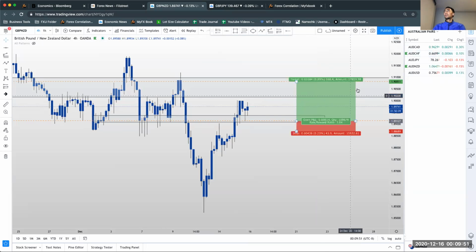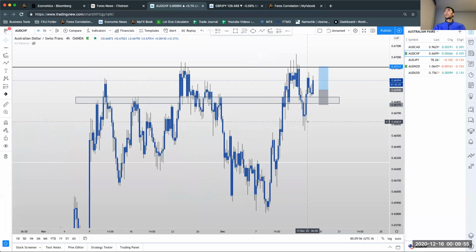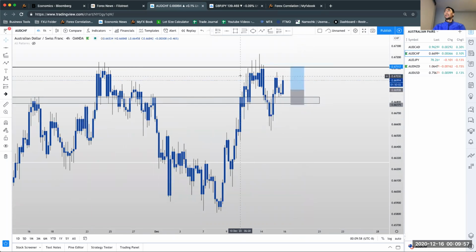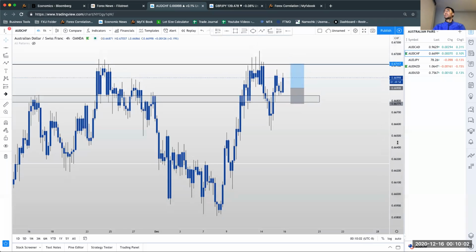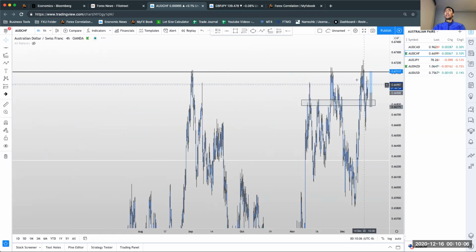Australian pairs do look like good setups, but long term it could definitely be bearish, though there might be one more swing to the upside, looking left.